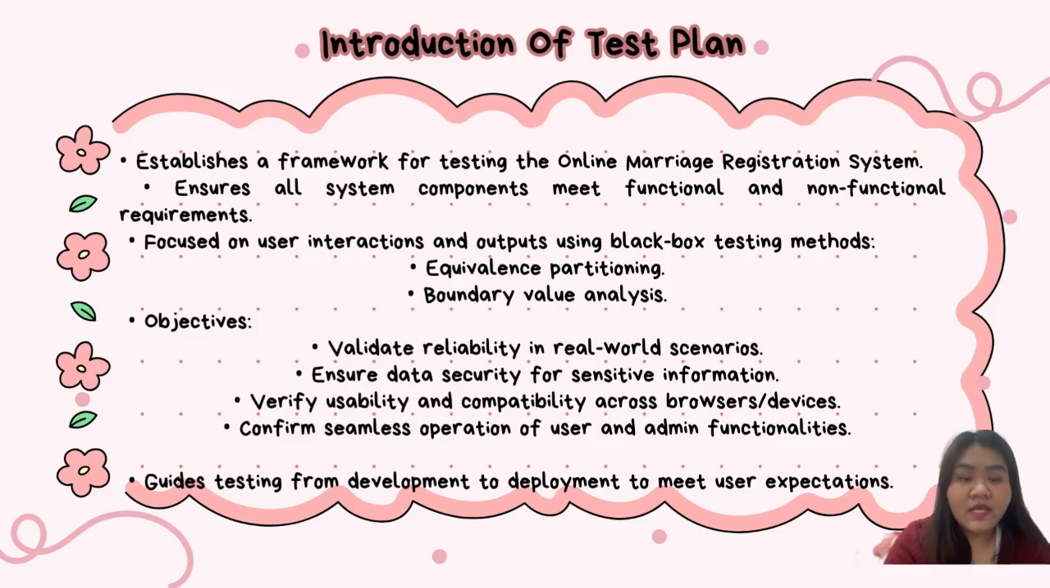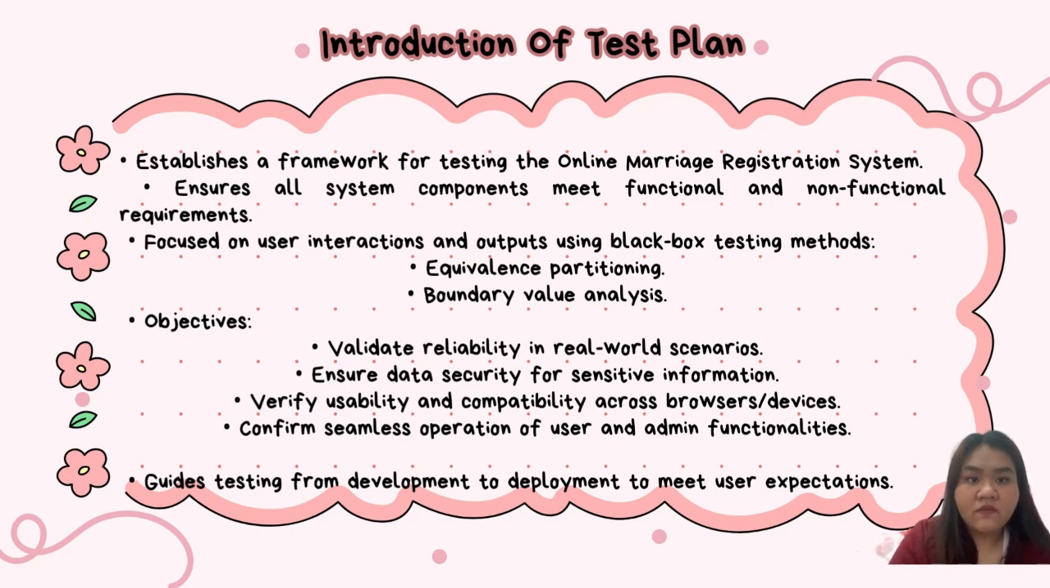The system is designed to streamline marriage registration, allowing users to submit applications online and enabling administrators to manage them efficiently. The testing process will focus on verifying the system performance under various conditions using black box testing methods, such as equivalence partitioning and boundary value analysis. This ensures testing is centered on user interaction and system output rather than internal code structure.